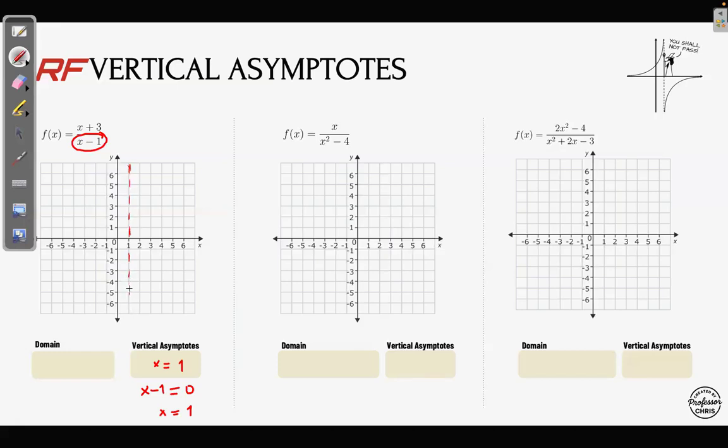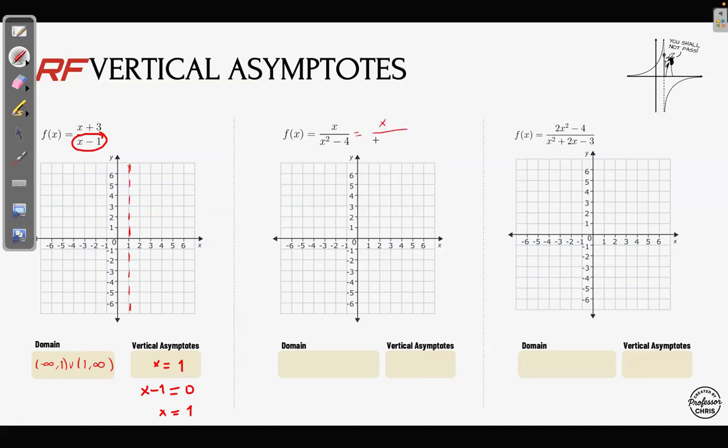And as you know, the domain is also coming from the denominator. So the domain will have to jump over or avoid using the positive one, since it would turn the function into an undefined value.